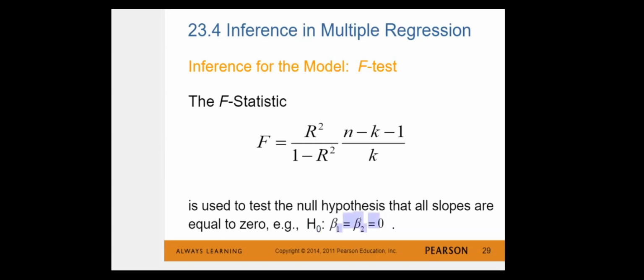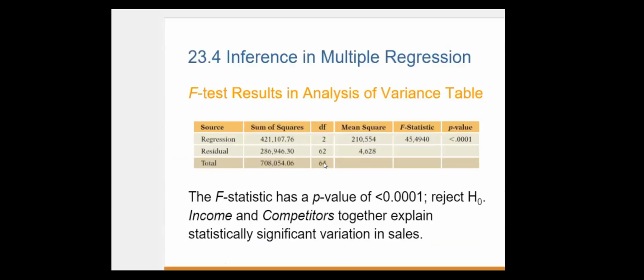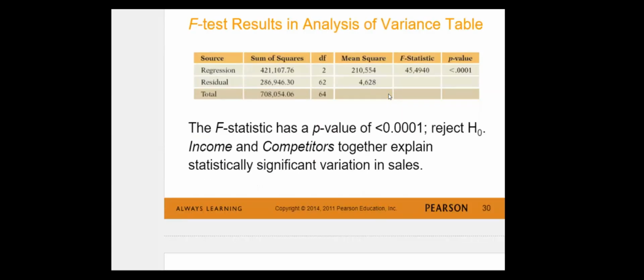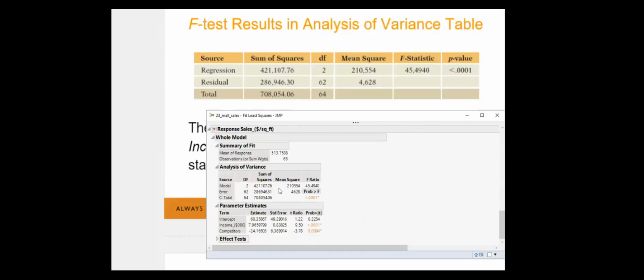That means beta 1 and beta 2 are not 0. They are some significant values. And this is the same as what we got in our results here. Look, you have the 45.4940. That's your F value. And the p-value is less than 0.0001, right there. The sum of squares is the same, 421,286. That's correct. All of them are correct, okay?